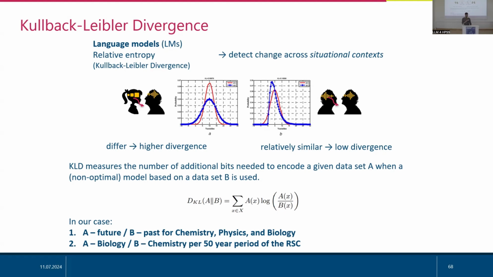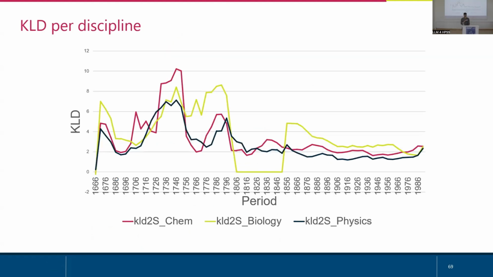And the second type of analysis was pairwise comparison of chemistry with physics and biology, but this time based on 50-year periods. In terms of results, here we have the KLD per discipline. And as we can see, the trend is quite similar across the disciplines, with the peaks and troughs occurring roughly in the same period. And towards the end of the timeline, we see that the plots become quite flat and the overall KLD decreases, meaning that there is less variation between future and past periods.